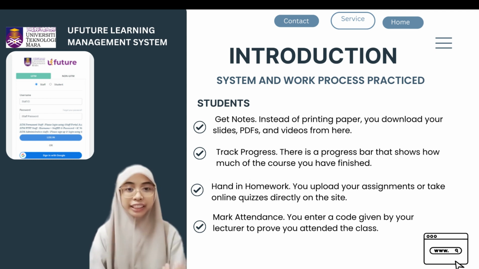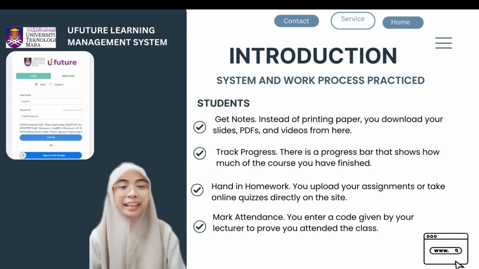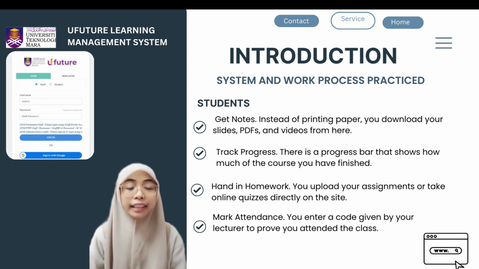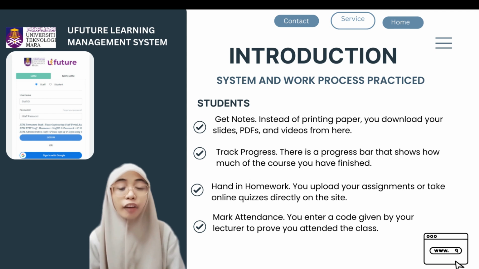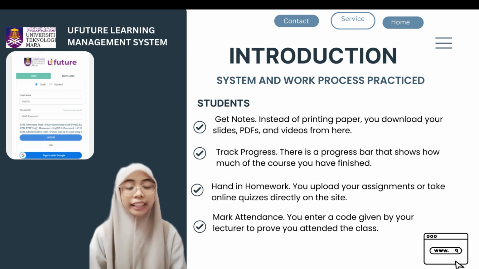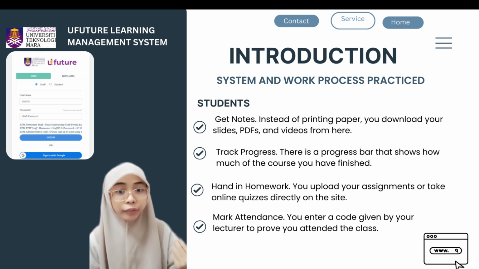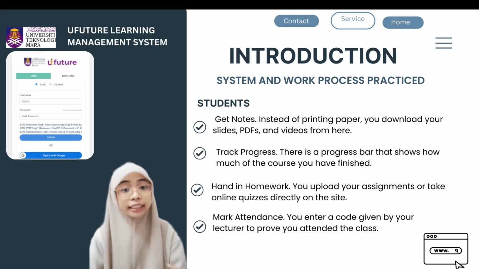Okay, in UFuture, students can get notes instead of printing paper. You can download the slides, PDFs and videos from UFuture. Second is the progress bar that shows how much of the course you have finished. Third is handing in homework. You can submit your assignment or take an online quiz directly on the UFuture website.